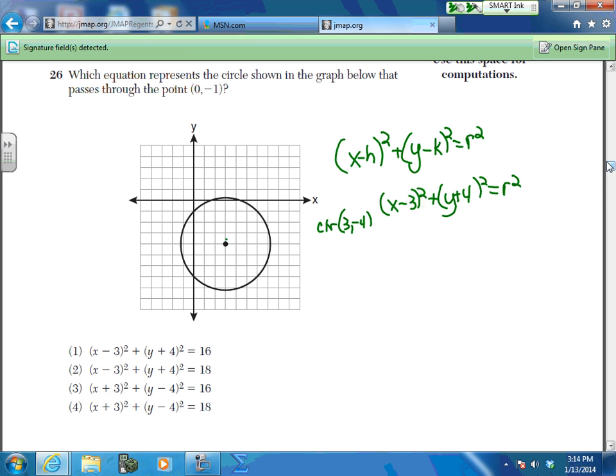We're going for the x minus 3, so anything with the x plus 3, I can eliminate those. Now here's the difference right here. If r squared is 16, then r is 4 exactly. If r squared is 18, then r is a little bit bigger than 4, maybe 4.1, 4.2, whatever the square root of 18 is. And here's your radius. There's up to 4, and it's a little bit more than 4. So it can't be 16. It's got to be the one with the 18 in it.